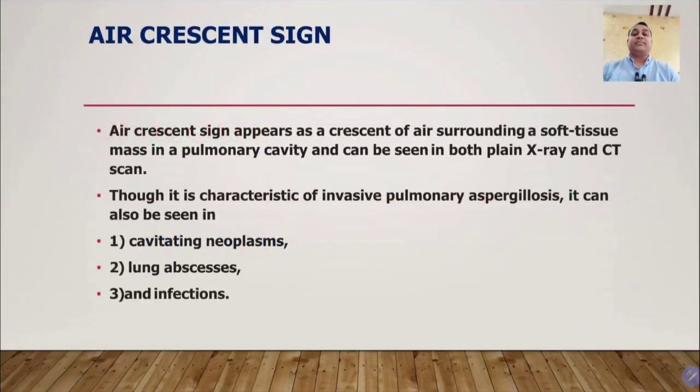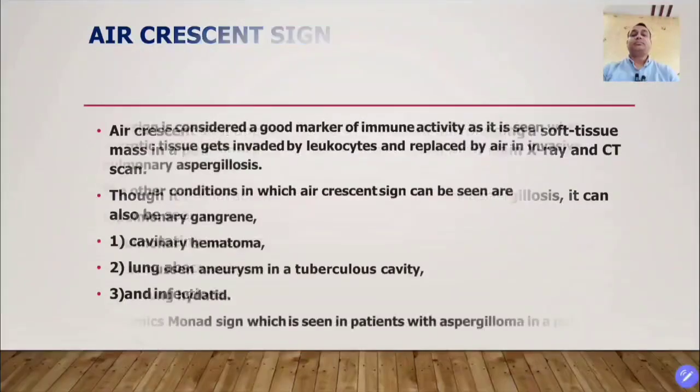Air crescent sign. The air crescent sign appears as a crescent of air surrounding a soft tissue mass in a pulmonary cavity, and it can be seen on both chest X-ray as well as on CT scan. Though it is characteristic of invasive pulmonary aspergillosis, it can also be seen in various other conditions like cavitating neoplasms, lung abscesses, and various other infections.